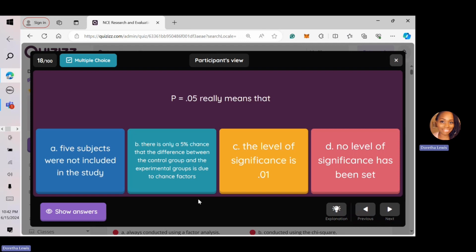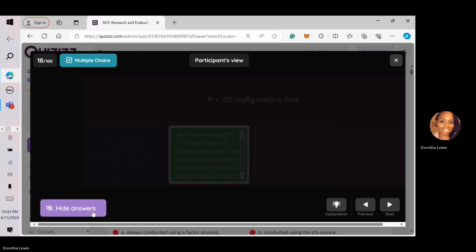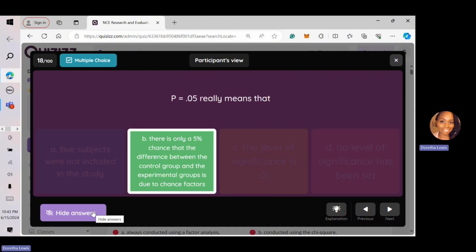P probability equals 0.05, right? So does it mean A, 5 subjects were not included in the study? B, there's only a 5% chance that the difference between the control group and the experimental group is due to chance factors? Or C, the level of significance is 0.01? Or D, no level of significance has been set? If you chose B, you are right on the money.